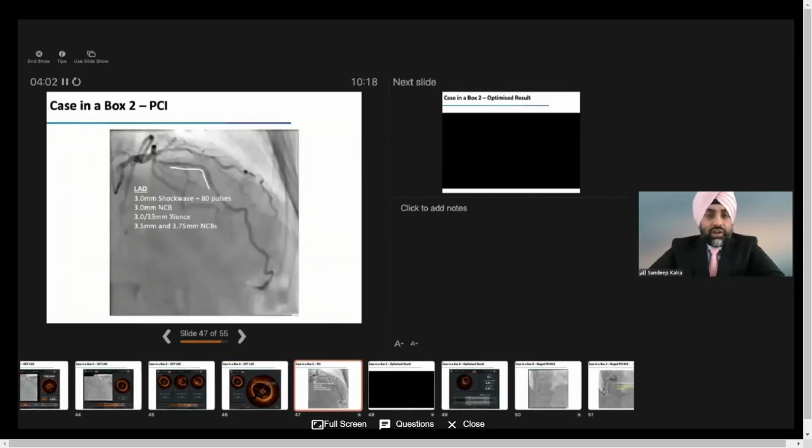In terms of what I did next, I treated this segment with a 3 millimeter shockwave balloon using all 80 pulses, and this is based on the OCT measurements that I made. I tried further predilatation with a 3.0 millimeter non-compliant balloon and got uniform expansion, and treated with a 3.0 by 38 millimeter Onyx stent. The mid-section I post-dilated with a 3.5 millimeter non-compliant balloon, and the proximal segment with a 3.75 millimeter non-compliant balloon.